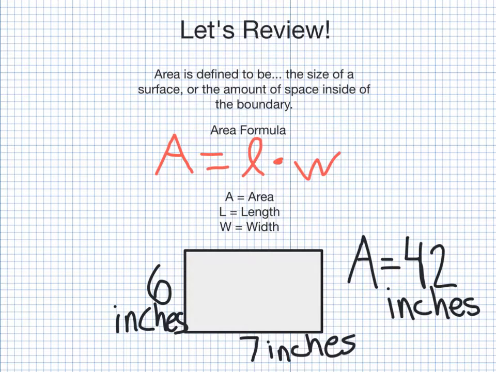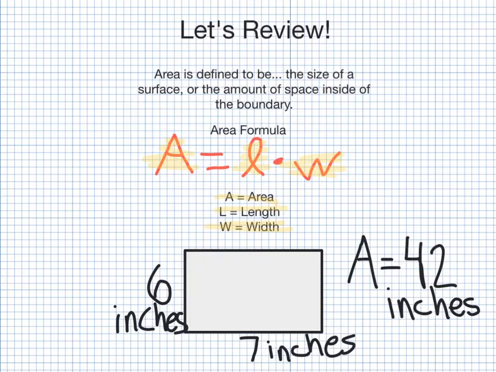Let's begin by reviewing the definition of area. Area is defined to be the size of a surface or the amount of space inside of the boundary. Moving on, the formula for area is A, which stands for area, equals L, which stands for length, times W, which stands for width.